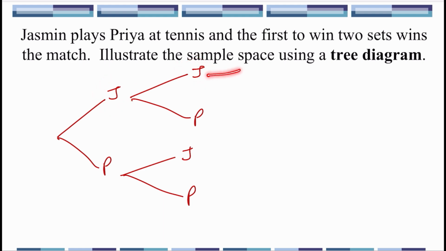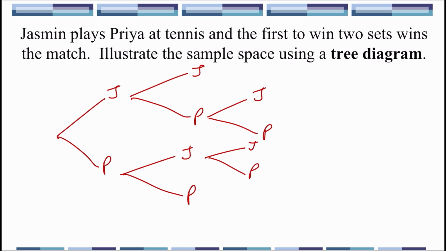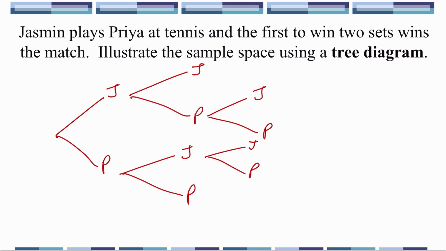So we don't need to put another branch off of there. But if Jasmine wins the first and Priya wins the second, we need to play another set. So it could be Jasmine there and Priya there. Similarly, here, Priya, Jasmine, if they split the first 2 sets, then we're looking at going into a third set. But if Priya takes both sets, then we can stop. So this is an example of a tree diagram.